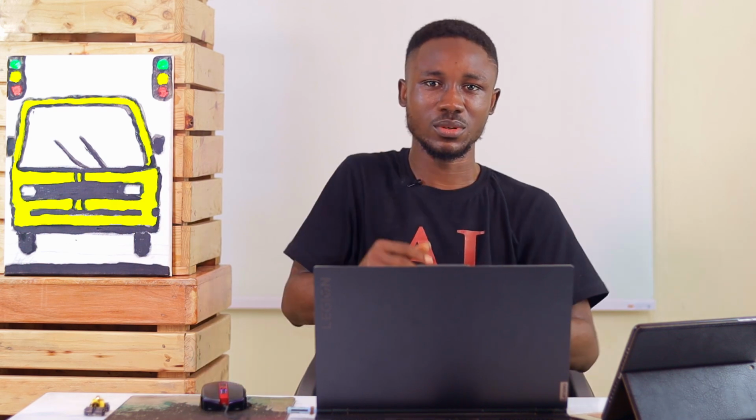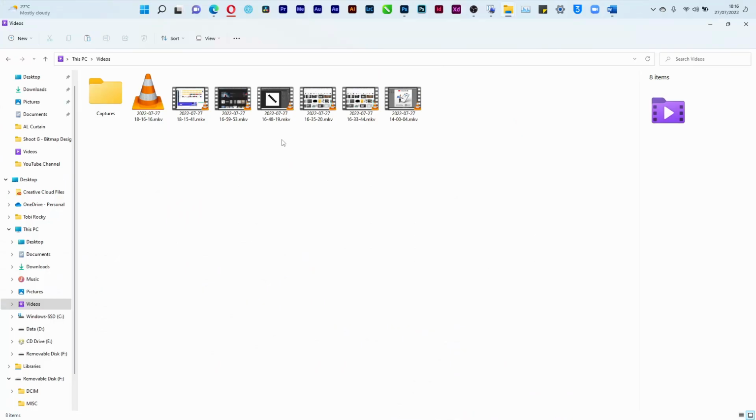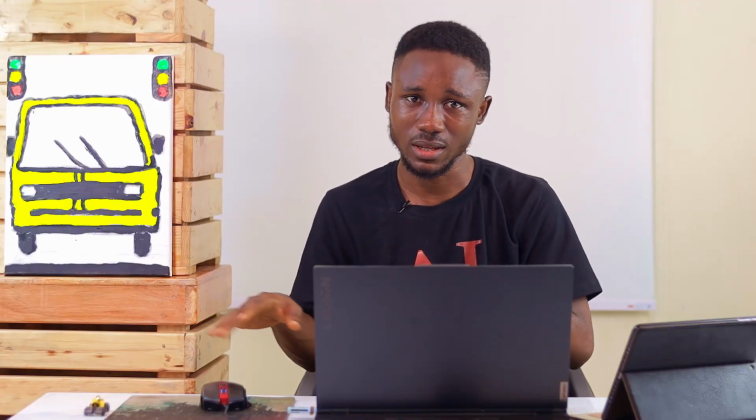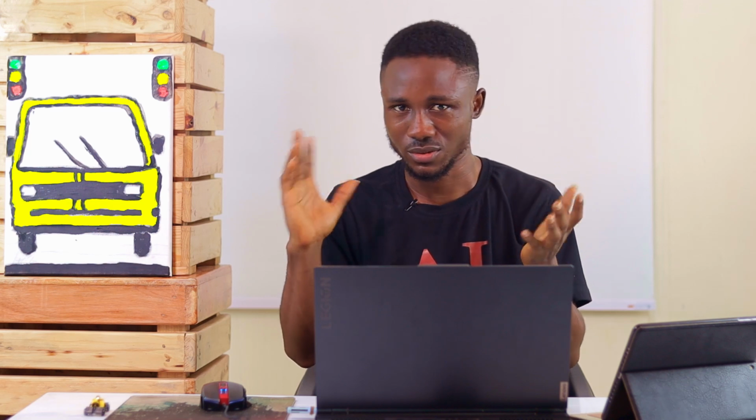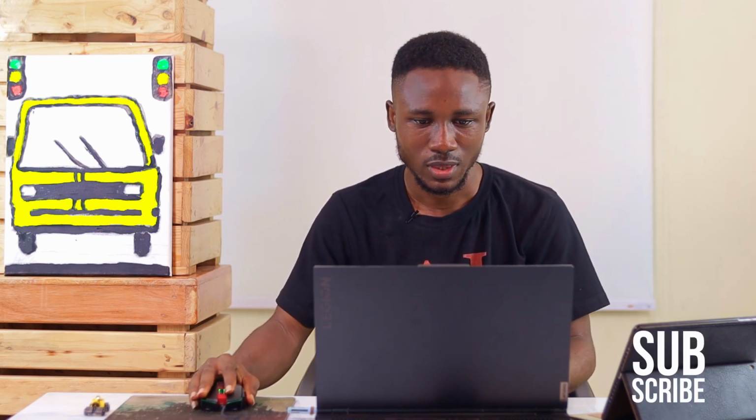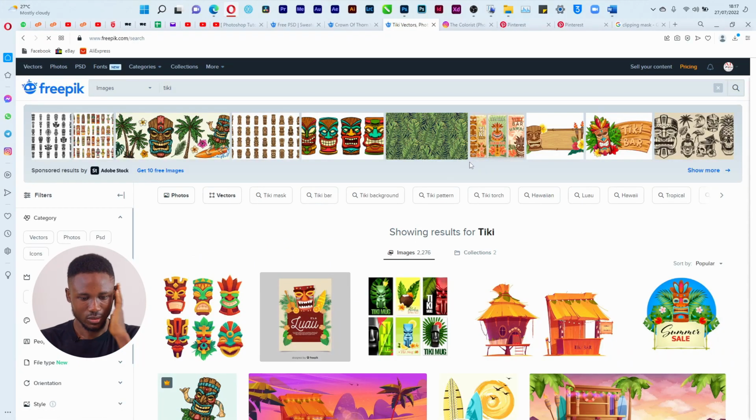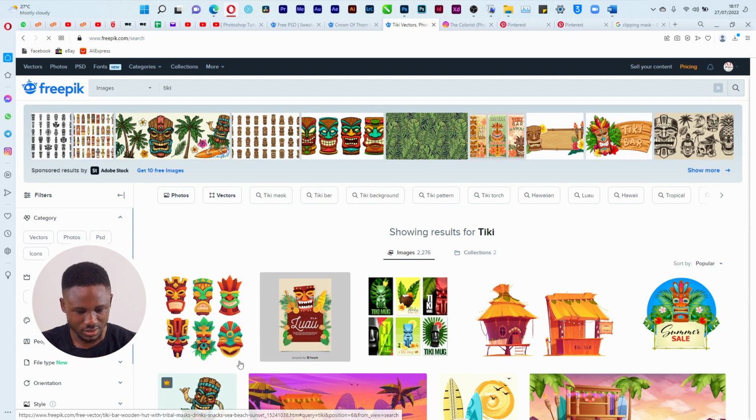So what we want to first do is pick the kind of design we want, so that when we make a bitmap out of it, it can go on different surfaces, different layers, whether it's clothes, depending on your creativity and the kind of design you want to do. So what we're going to do is go to Freepik. We're going to visit Freepik, and we are just going to search tiki. I want to use something related to tiki.